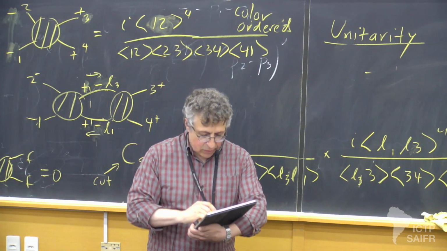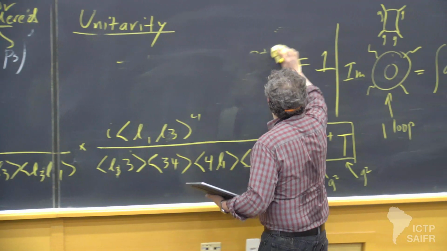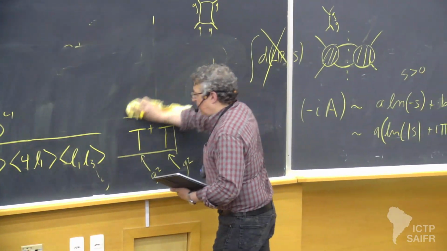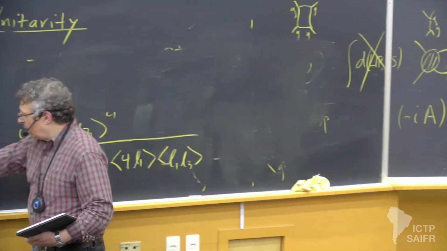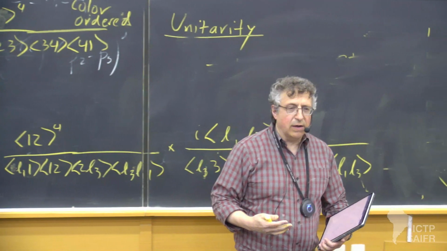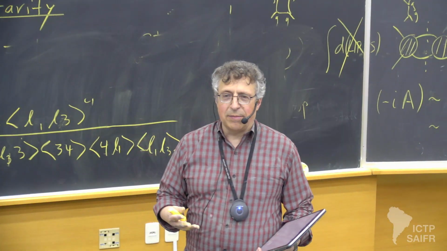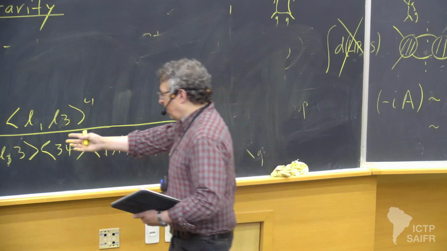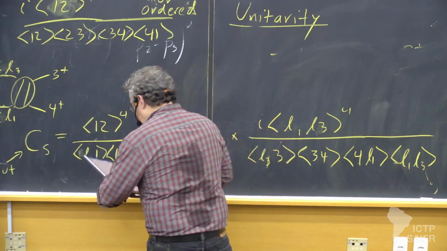Now, I see I'm running out of time. Now, the way it's written right now may look a little unfamiliar because these denominators, they look a little unhappy, right? They're spinor products. To make it a little more familiar, we want to turn them into Feynman propagators. So how do you take one of these spinor products and turn it into a Feynman propagator? Remember, these are all on shell.